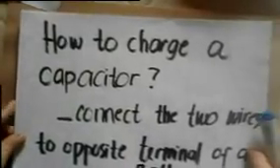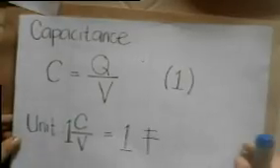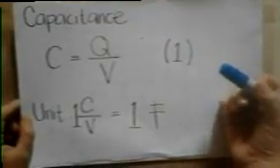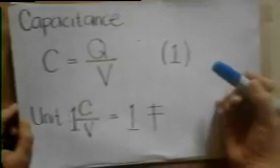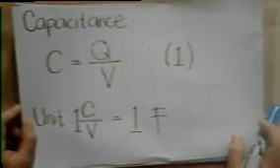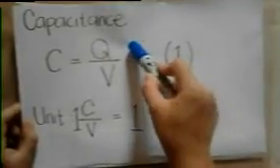For a particular capacitor, the ratio of the charge on each conductor to the potential difference between the conductors is constant, called the capacitance. Capacitance is given with the equation C is equal to Q over V. This is now our first equation, where Q is the charge and V is the potential difference. The SI unit of capacitance is the farad, with symbol capital letter F, in honor of the 19th century English physicist Michael Faraday. And from the equation, 1 farad is equal to 1 coulomb per volt.